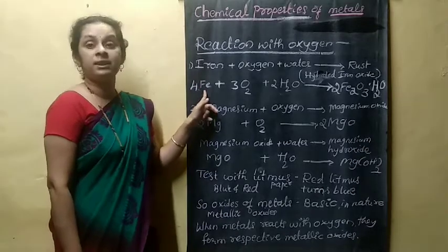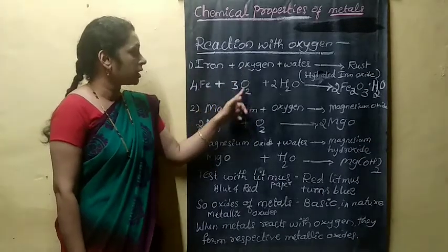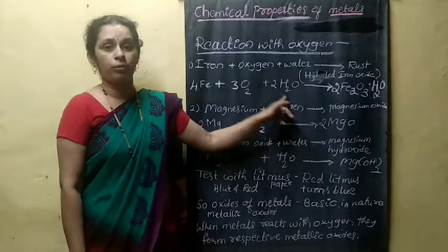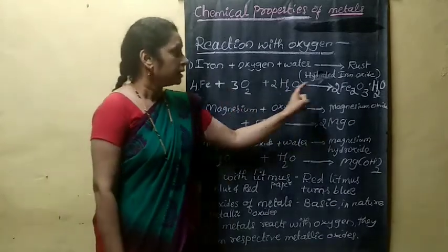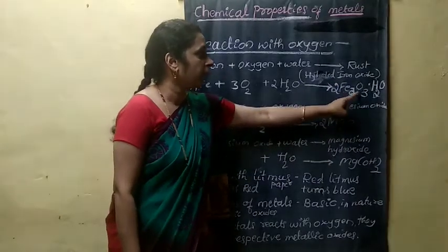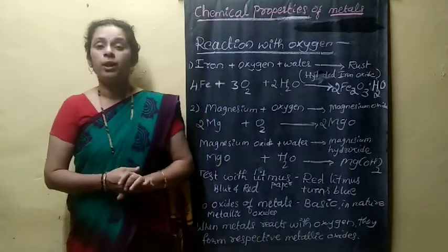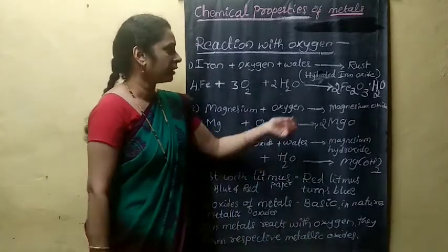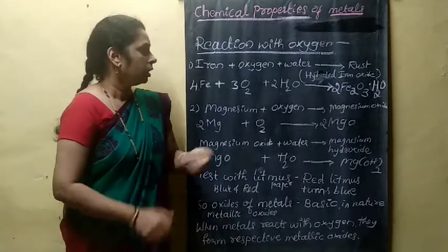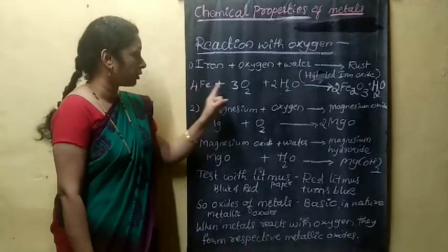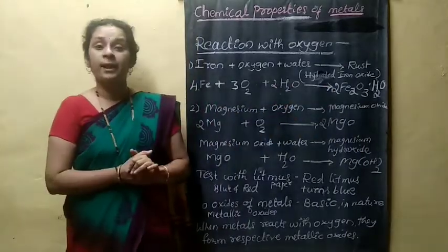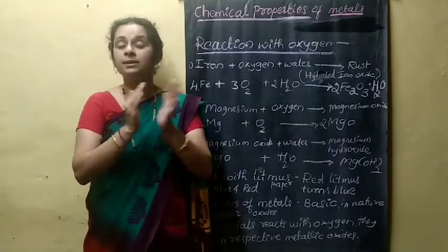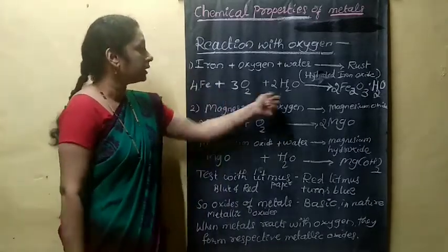The symbol of iron is Fe. Oxygen is O2; always it should be in the molecular form O2, and water is H2O. You have to write the chemical reaction in symbolic form. Then hydrated iron oxide is Fe2O3.xH2O. You have to write .xH2O, that means hydrated oxide of iron. Now, you will come across numbers here: 4, 3, 2, 2. Why are they added? To balance the equation. This is the LHS and RHS of the reaction. To balance the atoms on both sides, we are adding these numbers.